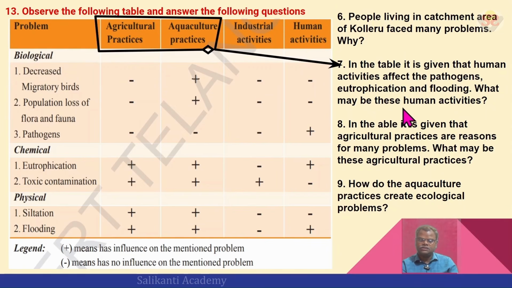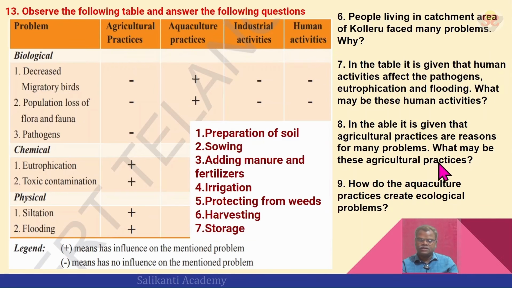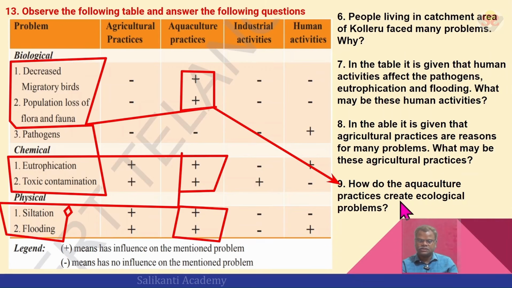What may be these human activities? Agriculture practices, aquaculture practices. In the table, it is given that agriculture practices are reasons for many problems. What may be these agriculture practices? Preparation of soil, sowing, adding manure and fertilizers, irrigation, protecting from weeds, harvesting, storage. How do the aquaculture practices create ecological problems? Aquaculture practices create biological, chemical and physical problems.